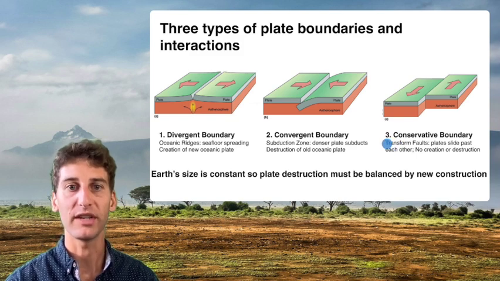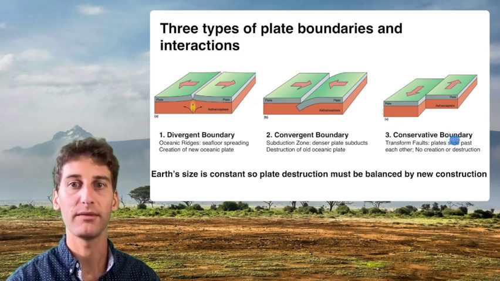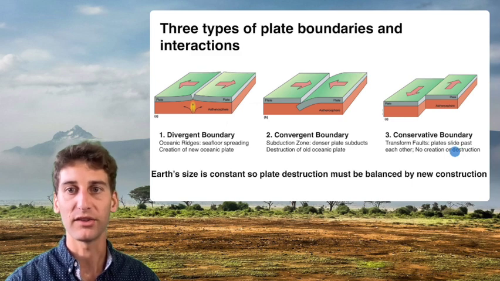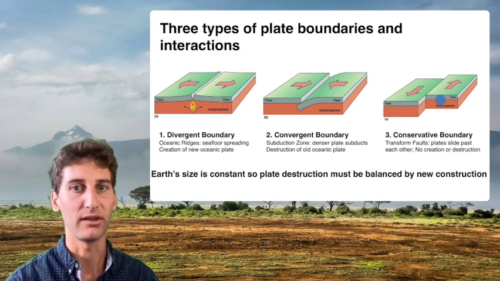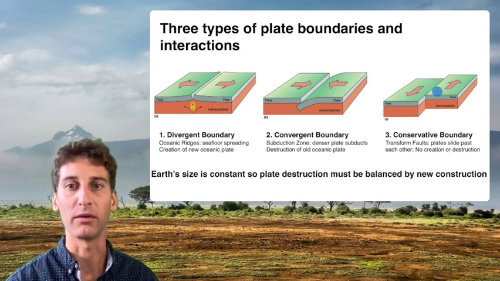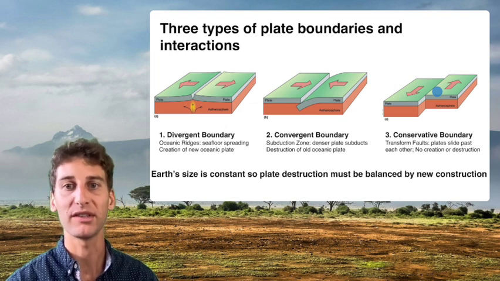And then finally, there's a third type of margin. It's the conservative or transform margin. Essentially, these are plates sliding past each other. There's a lot of friction stored here, so this is an important way to generate earthquakes, but there's no crust being created or destroyed in this process.